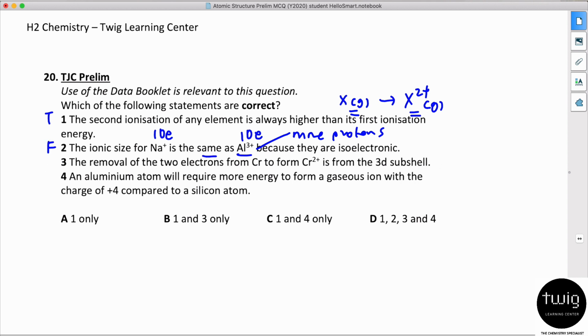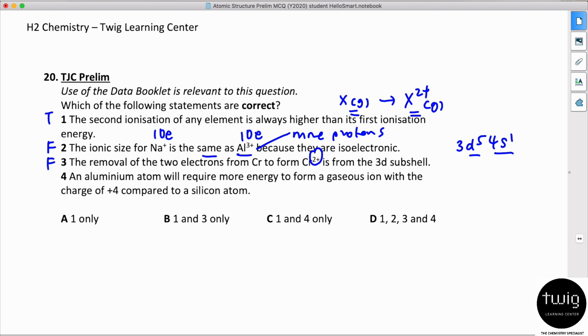The removal of 2 electrons from chromium to form Cr2+ is from the 3d. Now, when you remove electrons, you always remove from the 4s first. But for chromium, since chromium is 3d5 4s1, to form Cr2+ you need to take one from the 4s and one from the 3d. But they say that the removal of 2 electrons is from just the 3d, which is wrong. So this is actually false.